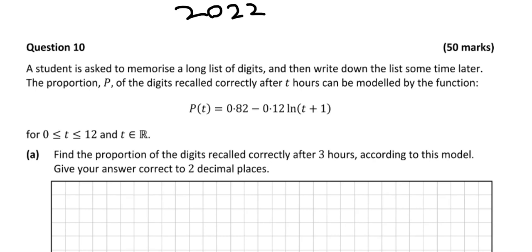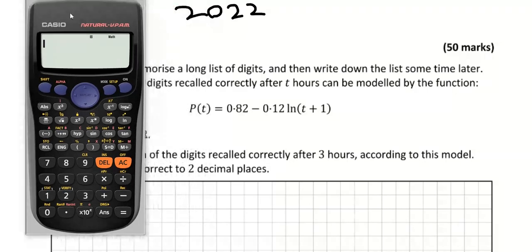A proportion of digits. Students have to memorize a long list of digits and then write the list sometime later. The proportion P of the digits recalled correctly after t hours can be modeled by the function P = 0.82 minus 0.12 ln(t plus 1). What we're going to do is start at 0 hours and go to 20 hours, in steps of 1. Now, do you know what this means?